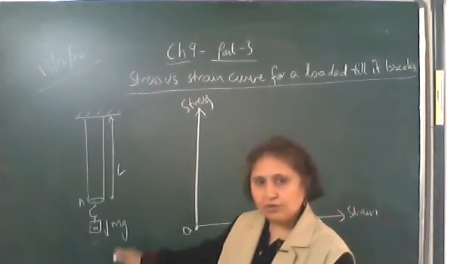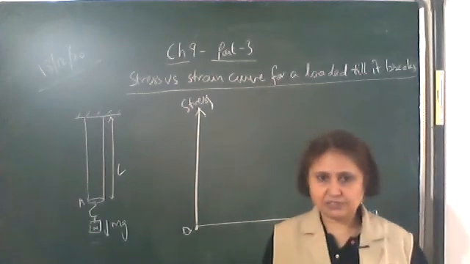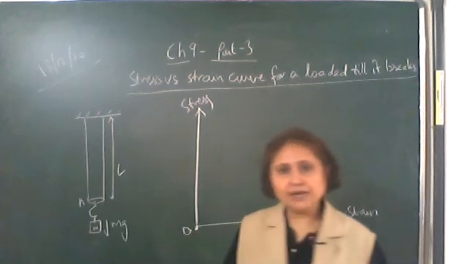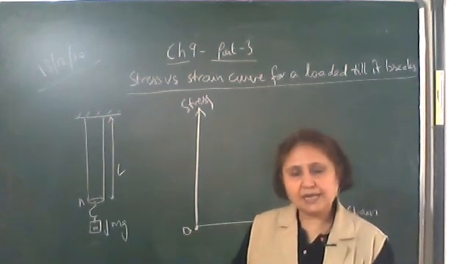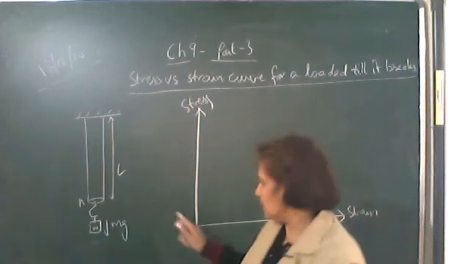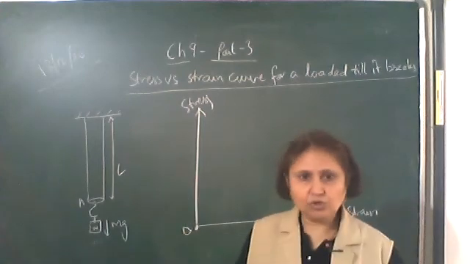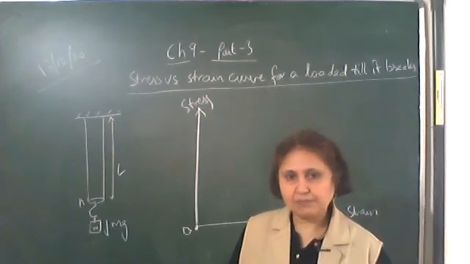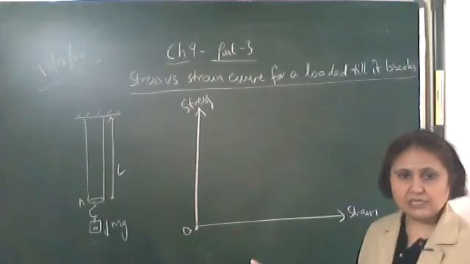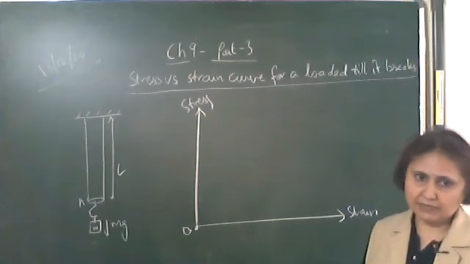As you are loading, you are increasing the stress. And as you are loading, the length of the wire is increasing, so strain is directly proportional to the extension, the increase in length. So stress means the load on the wire, which is directly proportional to the load, mg. And strain means the extension, extension means the increasing length, delta l.